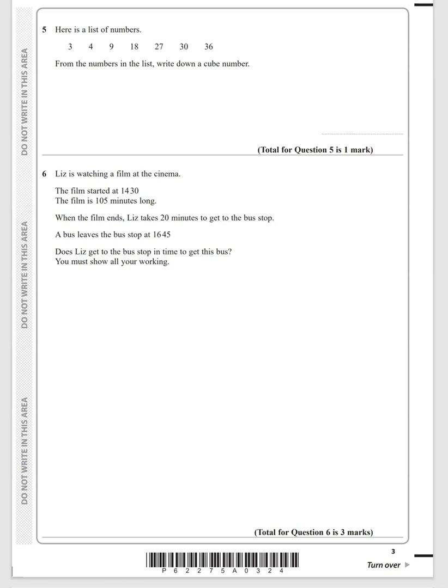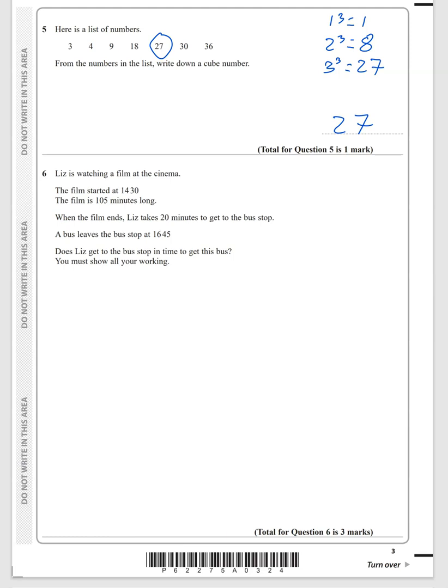Okay. Right, so we've got a list of numbers. From the numbers in the list, write down the cube number. Well, a cube number is a number that you get when you times a number by itself 3 times. So 1 cubed is 1. Well, we haven't got 1. 2 cubed, 2 times 2 times 2 is 8. Oh, we haven't got 8. 3 cubed, 3 times 3 is 9, 9 times 3, 27. Okay, there we go. 27 is the cube number. Next one would be 4 cubed is 64.